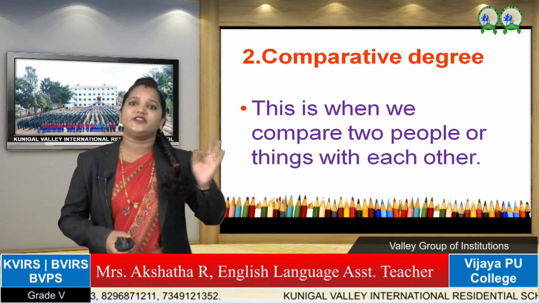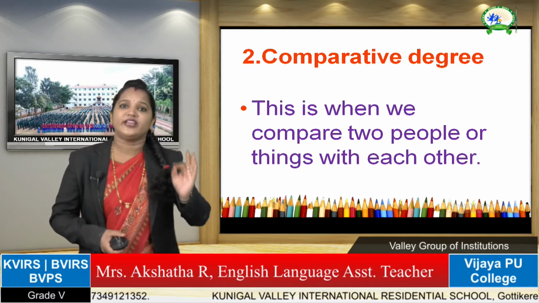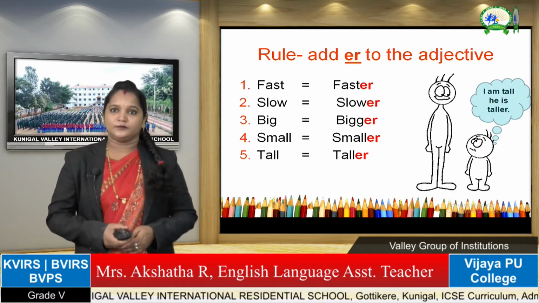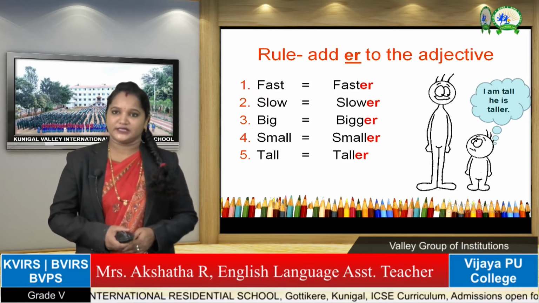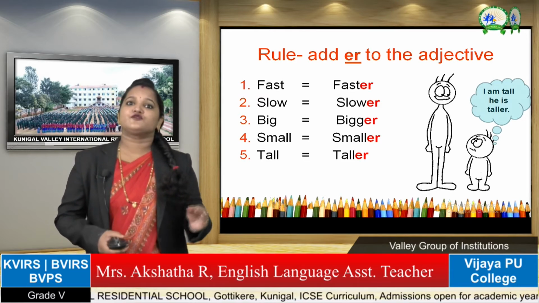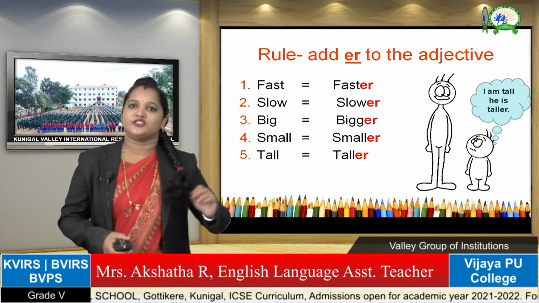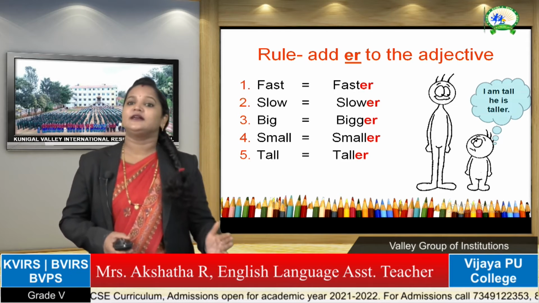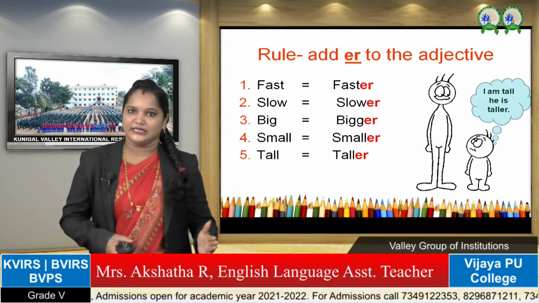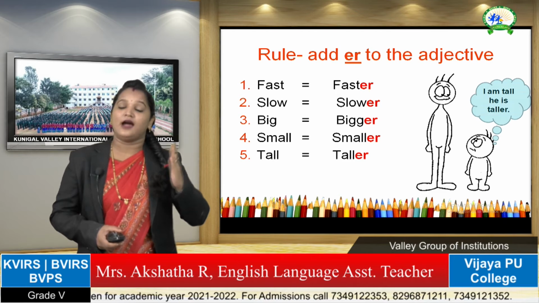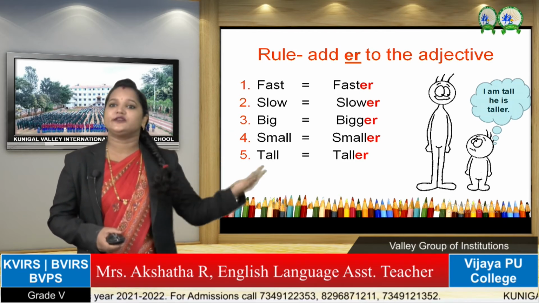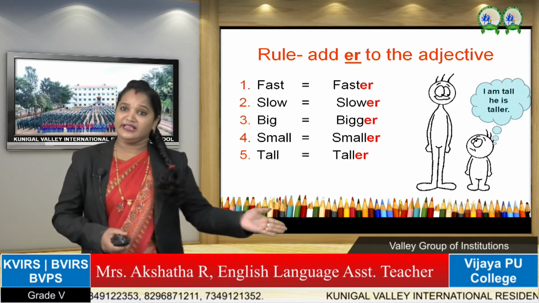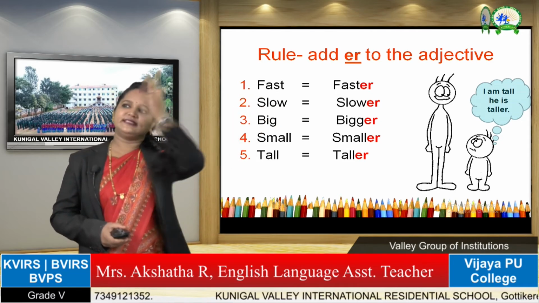How to frame comparative degree adjectives? Let us see. There is a rule to make comparative degrees of adjectives. We have to add ER to the adjective. You know, fast, slow, big, small and tall. These are all adjectives. For these adjectives, if you add the letters ER, it becomes the comparative degree. She is faster than her. He is slower than him. That is bigger than this.